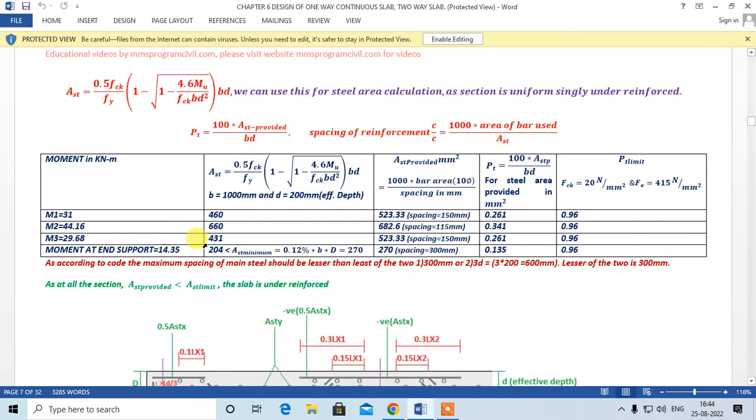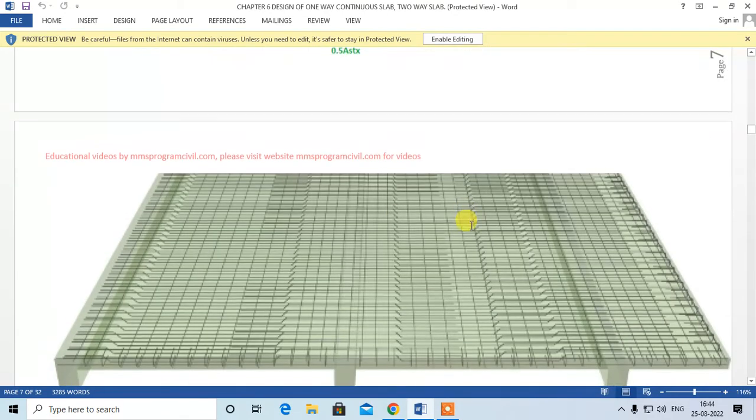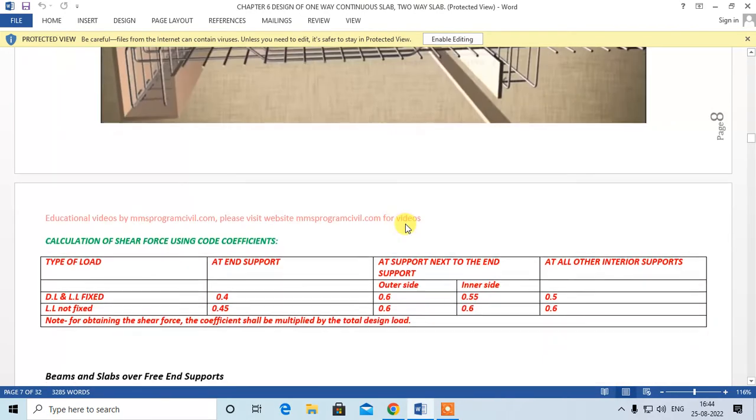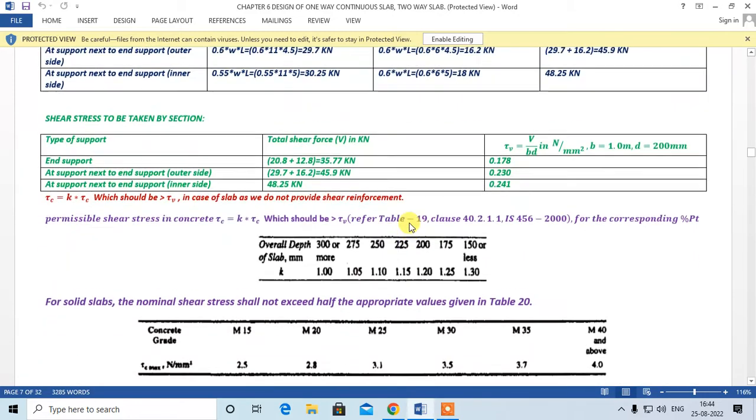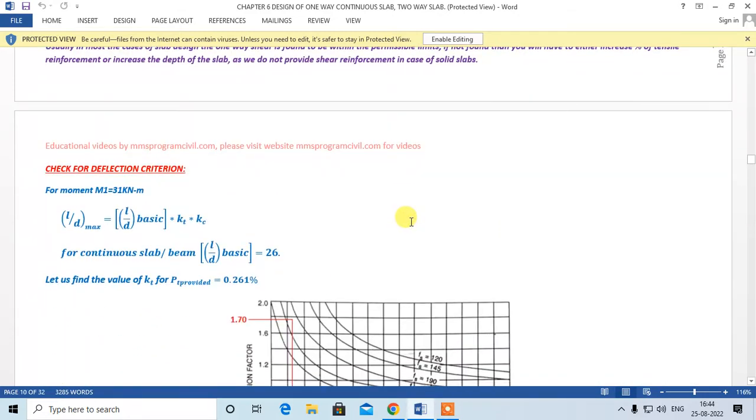For M3 also, the same: the required is 431, provided is the same, and PT is also the same because we are providing the same steel, so PT will remain the same. So this is the value. Please remember this is 460 and this is 523 and this is 0.261. So these values we are going to use. First we will start with M1.